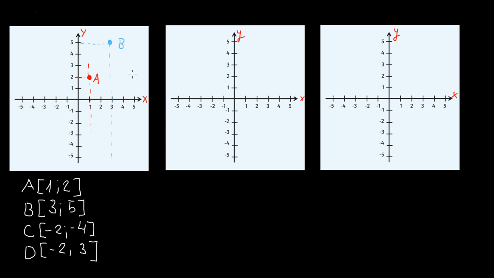Let's go with C in green. -2 and -4. So right now we're going to the left side of the coordinate system. So the -2 is right here. And I go down, down, down, down, down until I meet the y value of -4. I make a dot and I put the letter C.